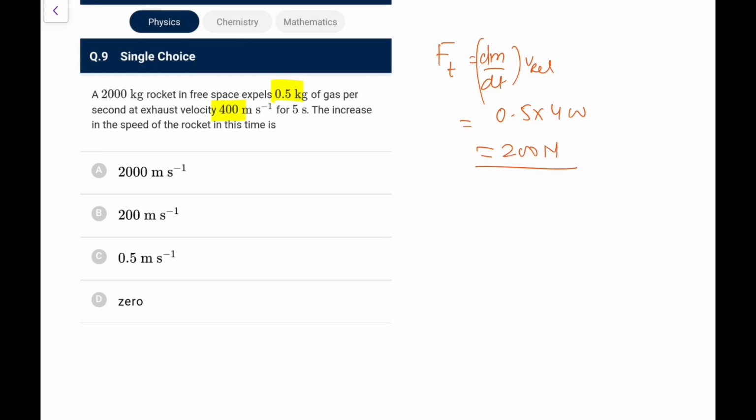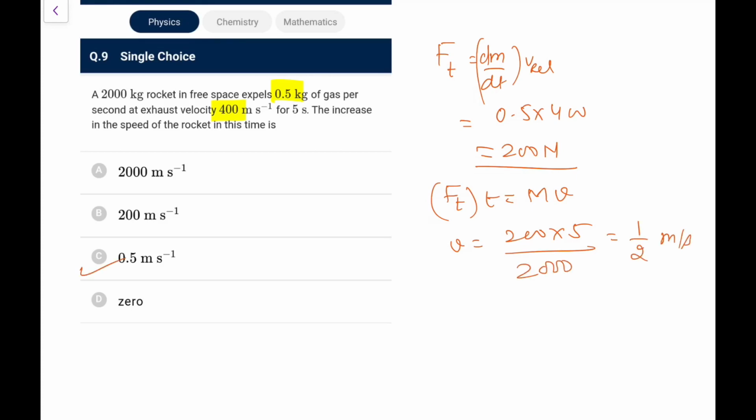So this 200 Newton force is acting continuously for 5 seconds, and the mass lost in 5 seconds is very, very small. So I can directly write Ft is equal to change in momentum, that is m into v. So v would be Ft upon m, that is 200 into 5 upon mass, which is 2000. So it comes out as half meter per second. So the speed gain would be 0.5 meter per second.